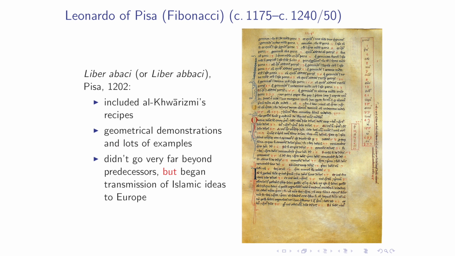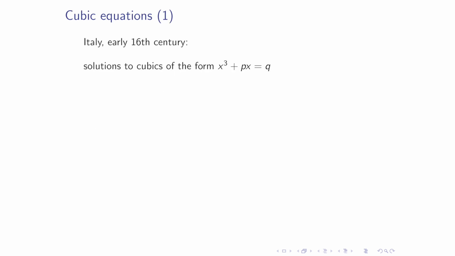And that's for quadratics. So once you've got quadratics, people then do start to think about what happens with higher equations. So for cubics, we have to move to Italy in the 1520s. So people start to look at equations of that form, x cubed plus px equals q. There's no square term. I'll come back to that point in a second. But this is something that people investigate.